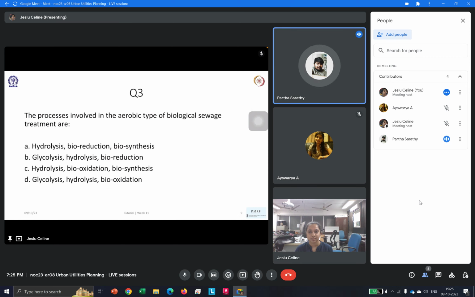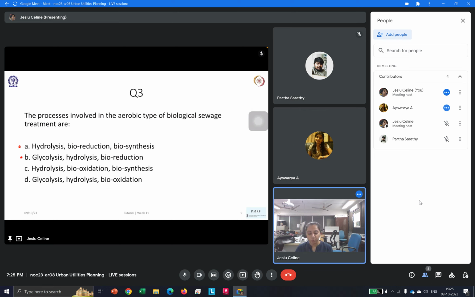Might be option B. Option B, glycolysis, hydrolysis, and bioreduction. Okay, Partha says option B. Anyway, something is better than nothing. You have a guess. Aishwarya, any guesses? Nothing. Okay. I think it should be C. Or, I think, no, A. Okay. Hydrolysis, bioreduction, and biosynthesis.